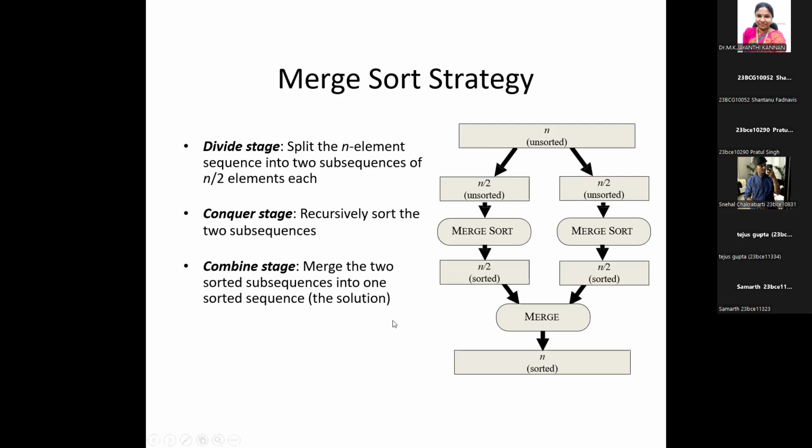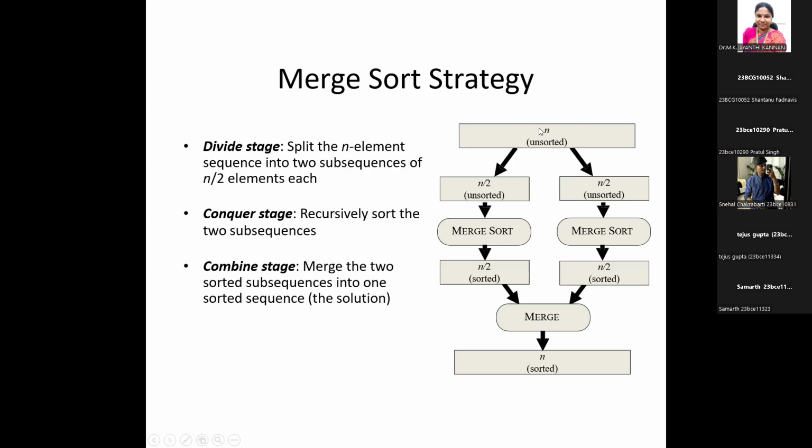If you take merge sort, here also we are following the three stages: divide stage, conquer stage, and combine stage. In the divide stage, split the n elements sequence into two subsequences of n by 2 elements each. Recursively sort the two subsequences. Merge the two sorted subsequences into one sorted subsequence. The solution will be retrieved.